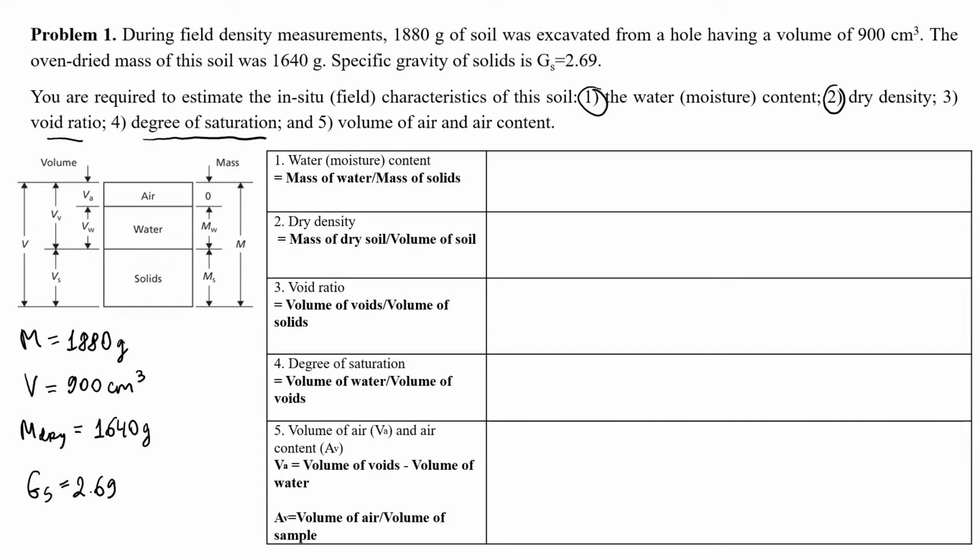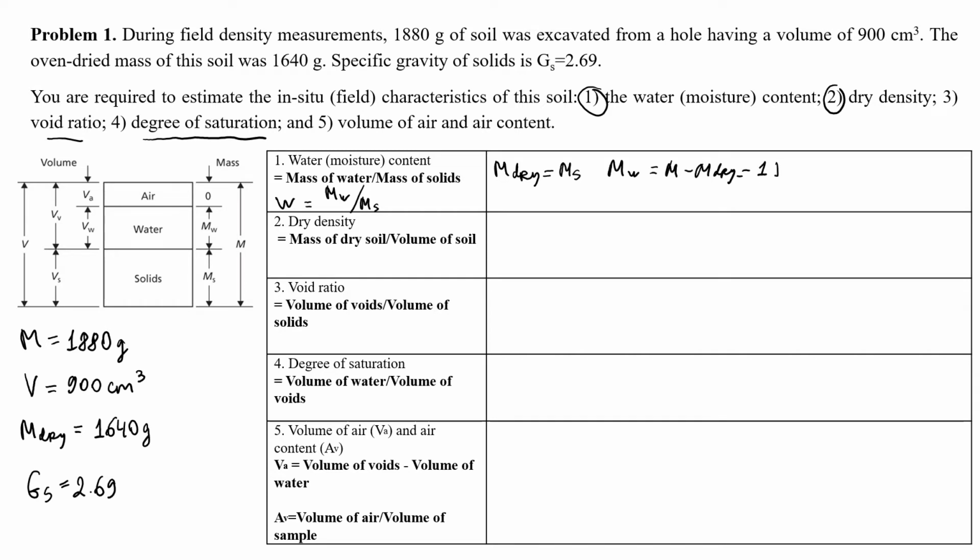So remember that water content is the ratio between mass of water divided by mass of solids. So in this case, mass of dry soil will give us actually mass of solids, because there is no water in the soil, and if there is air, air has no mass. So next, we will find the mass of water. We're going to look at the difference between the total mass and the mass of dry soil, and that will provide us with the mass of water.